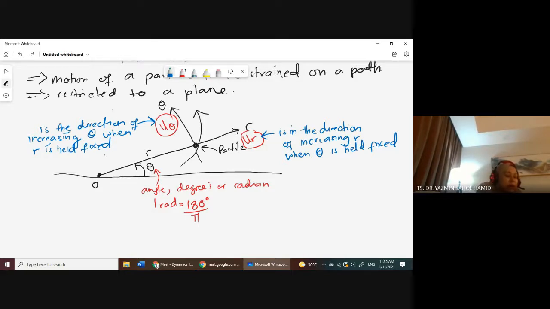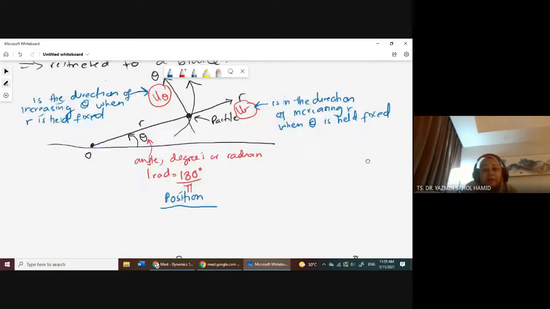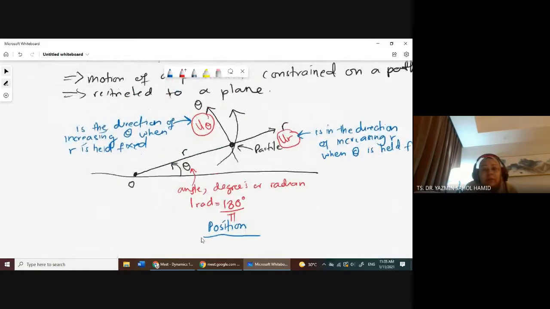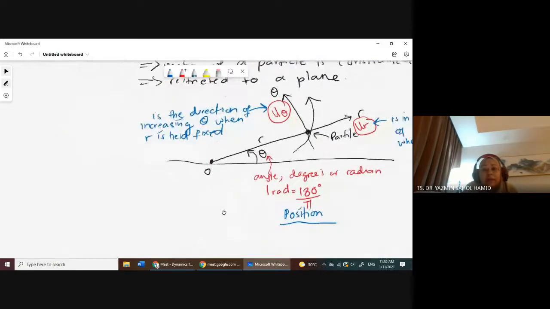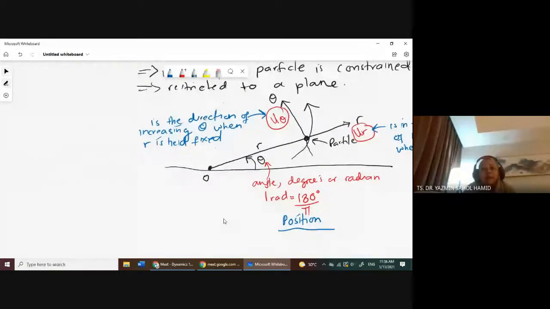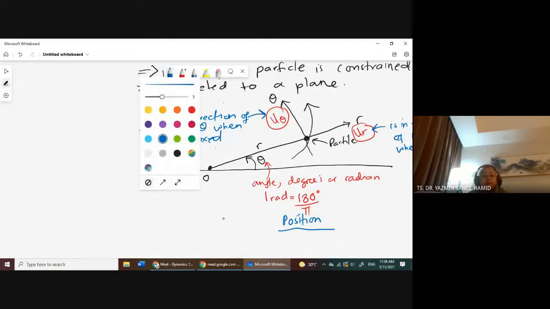Okay, and now some important formulas that you need to remember. So this is the picture for position. If it's for velocity, it would be the same. So just to tell you, for the velocity diagram, it will be the same.